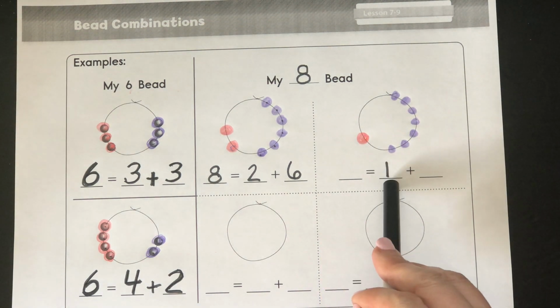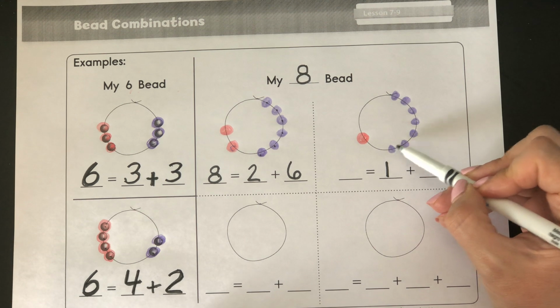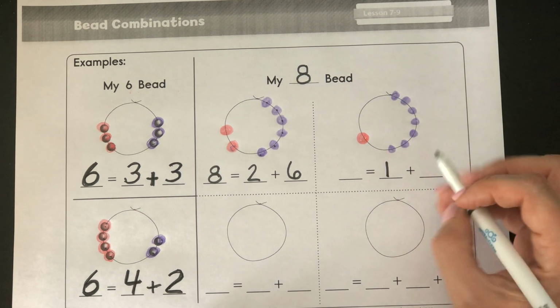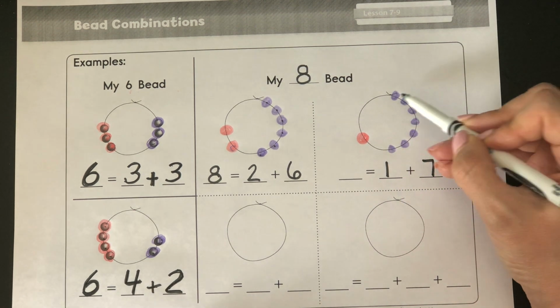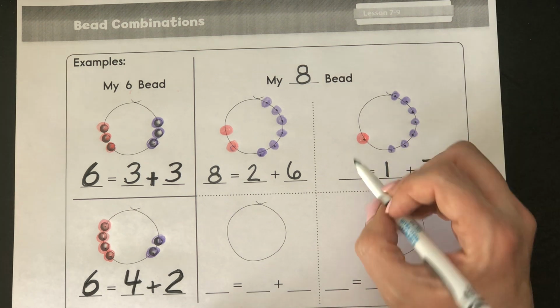Now let's see, love bugs. I had 1 red bead. Let's count how many purple beads I had. 1, 2, 3, 4, 5, 6. How many was that? 7. All together, how many beads is that? Let's count. 1, 2, 3, 4, 5, 6, 7, 8.